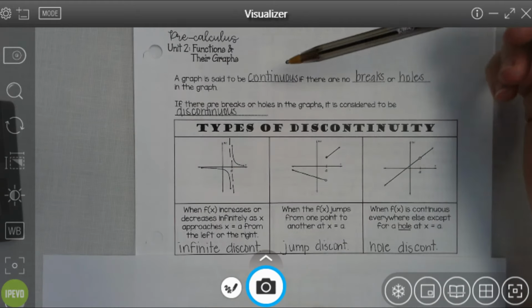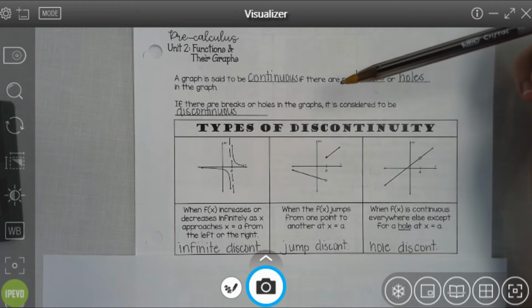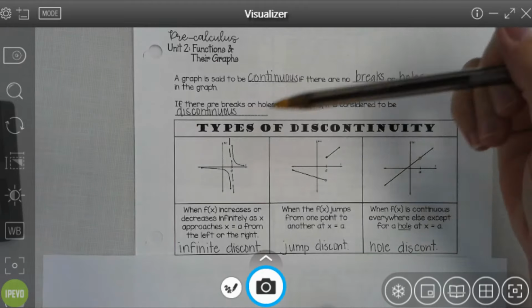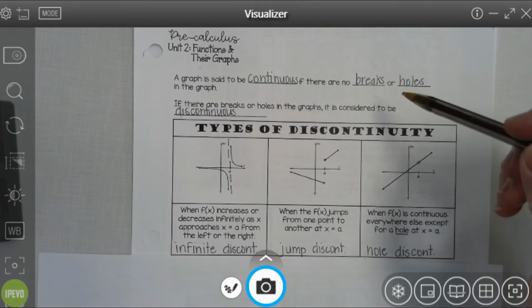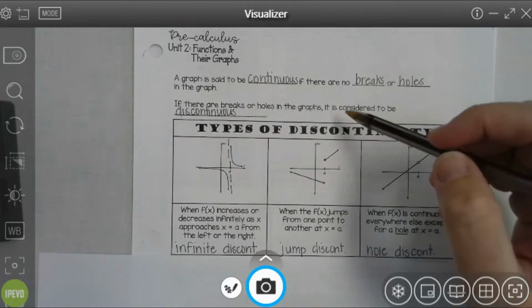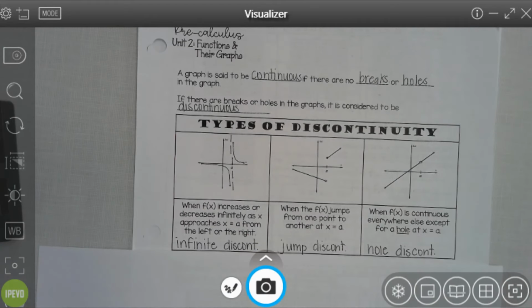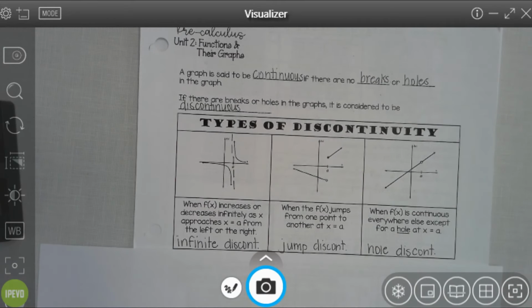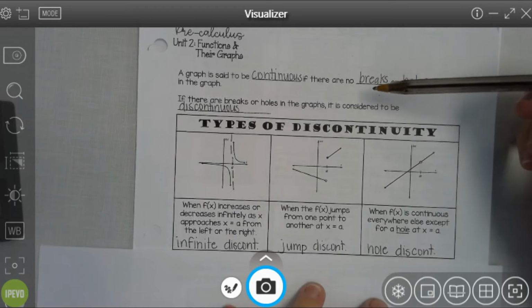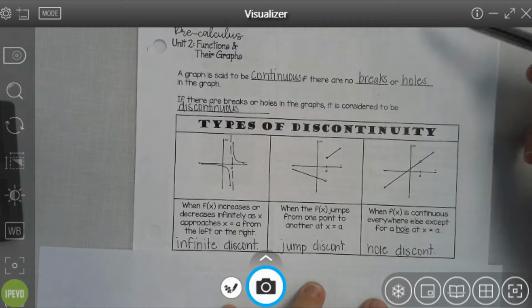Right. And so a graph is said to be continuous if there's no breaks or holes in the graph. So you're saying that you could graph the whole thing without ever picking up your pencil. Really, the definition of continuity is much longer, and when you get to higher level math, they'll give you a better definition. But for right now, just think that if you can graph the whole thing without ever picking up your pencil, then it would be continuous.